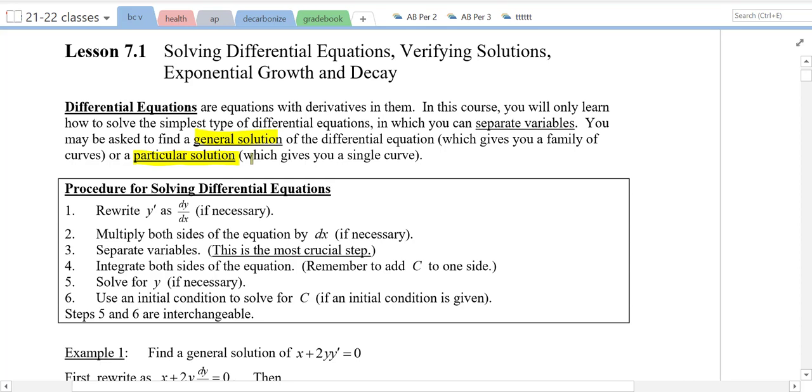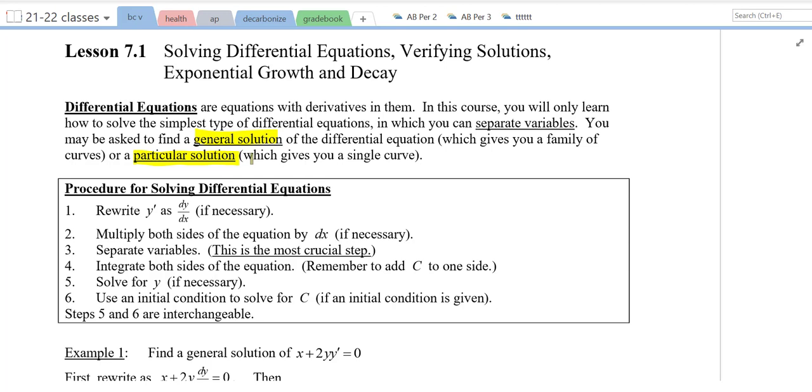And so the procedure involved really is this. Change all the y primes into dy dx. And the key thing is to separate the variables. So you're going to multiply both sides of the equation by dx, so you can separate the y from the x. And then separate the variables: move all the stuff with x to one side and all the stuff with y to the other side. And then once you've done that, it's great because now you can just integrate both sides. That's step 4. And then remember to add c, and then of course solve for y if necessary.